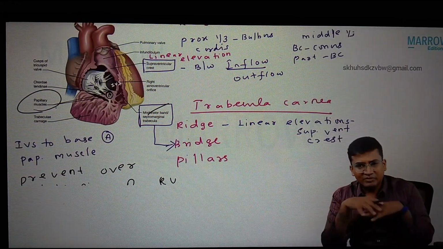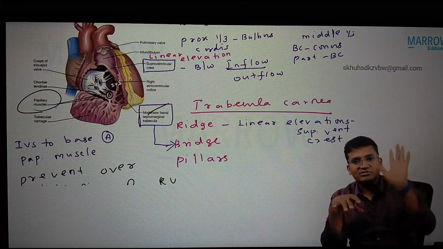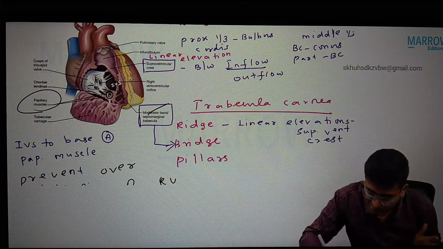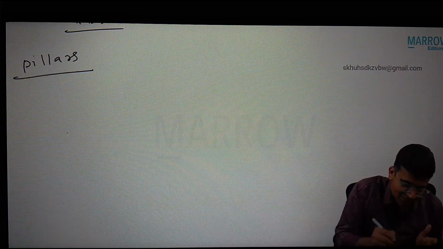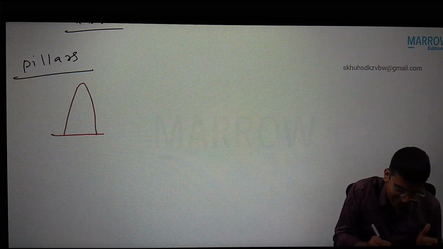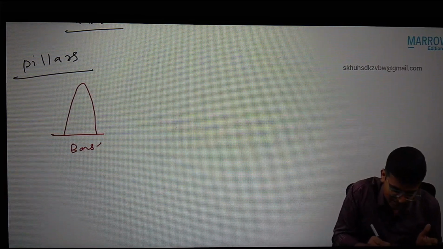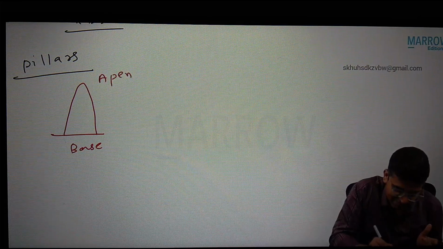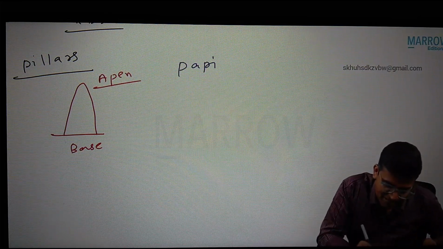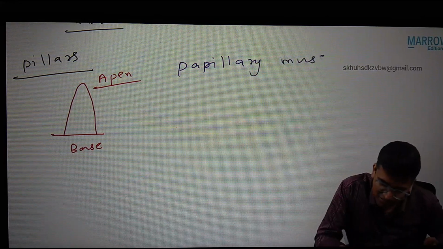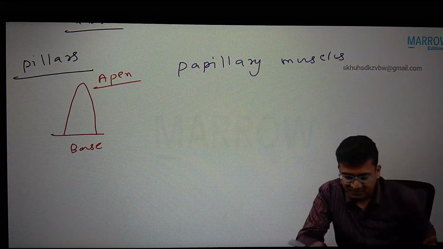Pillar means the base will be fixed and the apex will be free. So pillars, the base is fixed and the apex is free. This is the base and this is the apex. So the pillars are formed by papillary muscles.